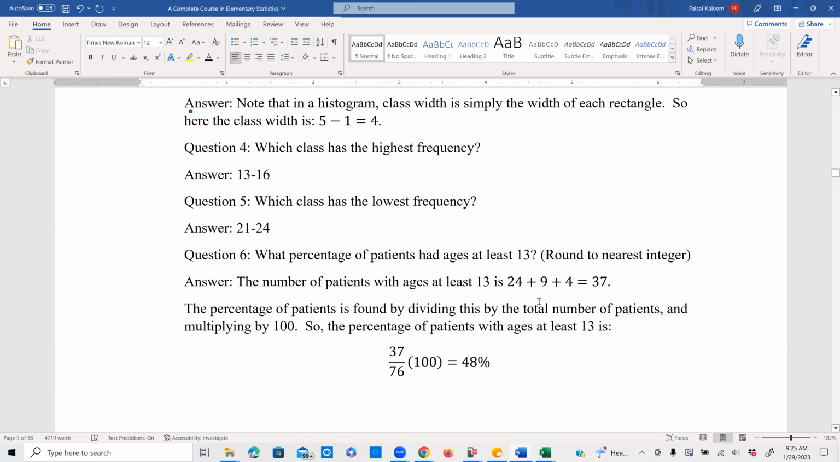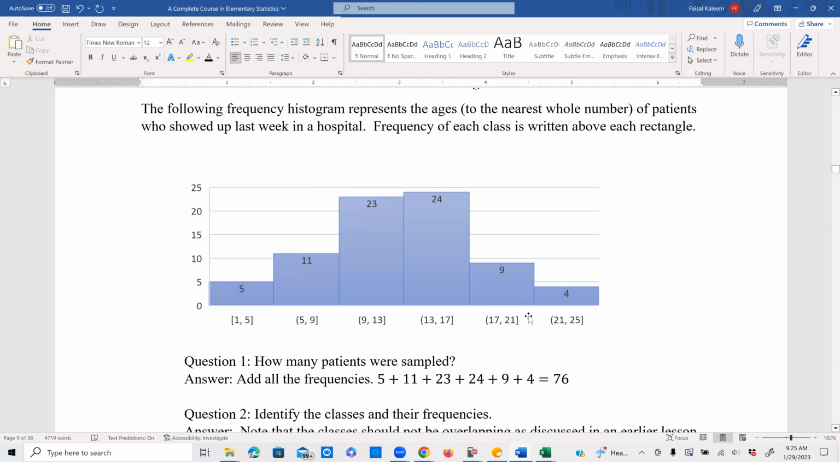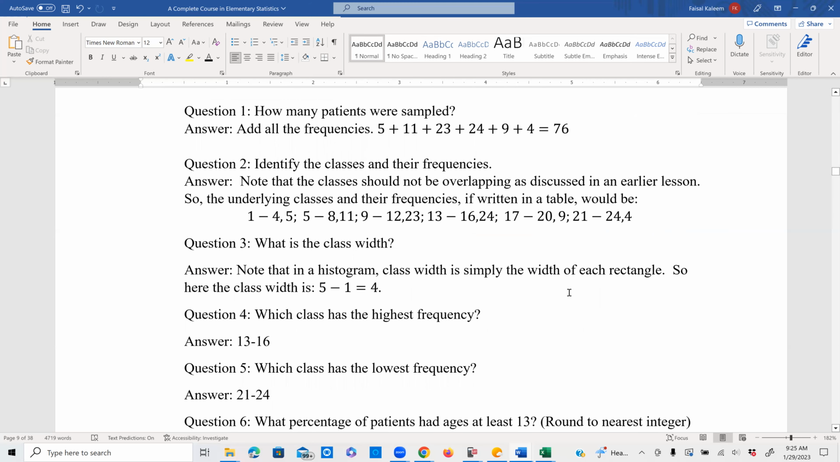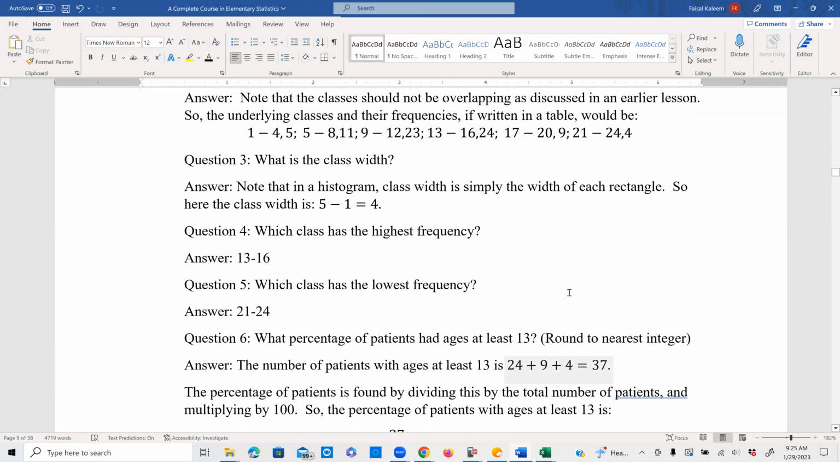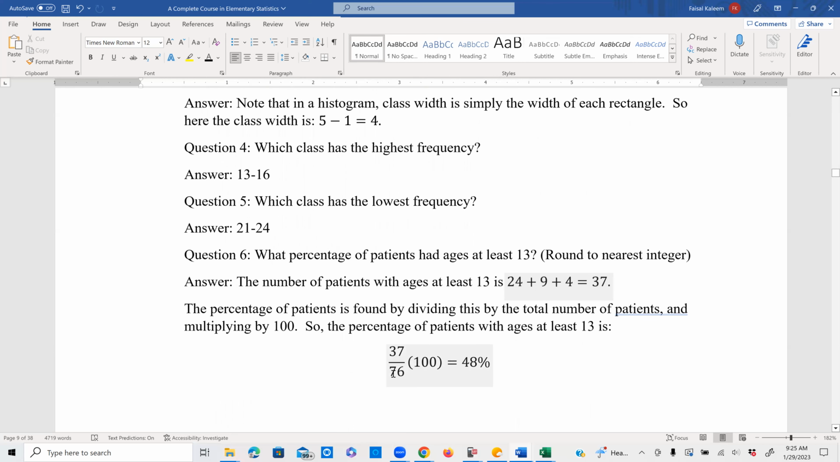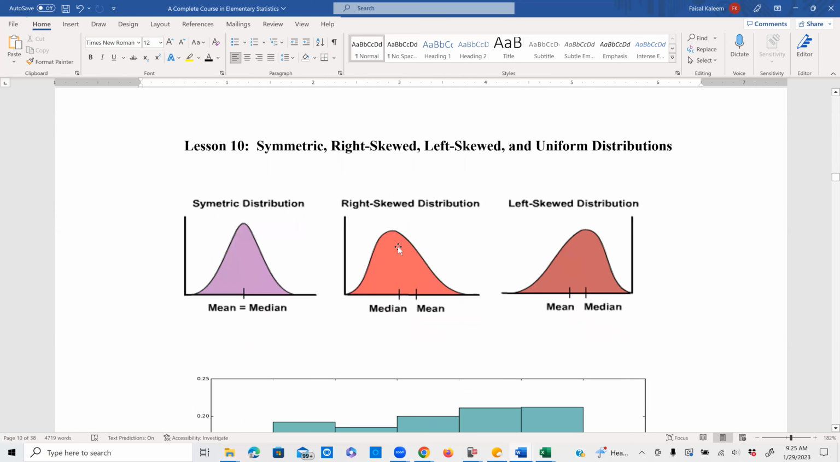What percentage of patients had age at least 13? So 13 starts from this bar. At least 13 means 13 or more. So we just add up all the ones starting from here until the end: 24 plus 9 plus 4, that would be 37. This is the number of patients whose age is at least 13. To find the percentage, we divide this number by the total. Remember, total patients were 76, so 37 divided by 76, and then we times it by 100. So it's 48%.